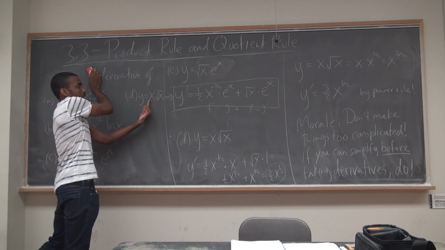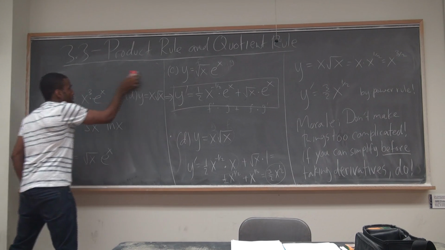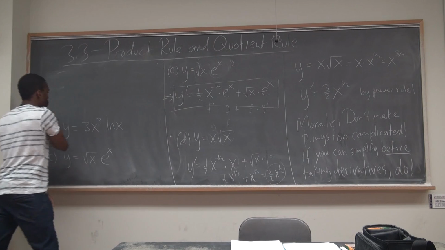So a problem like this, these are just powers of x multiplying together. I would just use my laws of exponents, combine them, and do the power rule. I wouldn't think of doing the product rule.